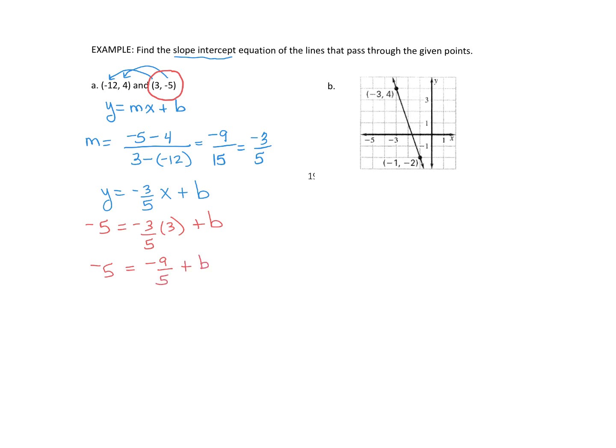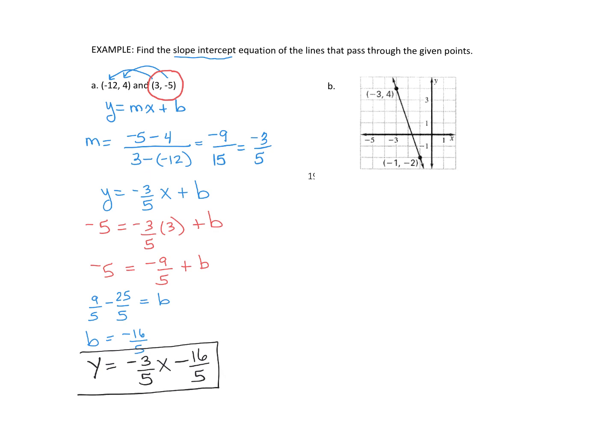We're going to add 9/5 to each side. So 9/5, I'm going to write that 5 as 25/5. And I get b equals 9 minus 25, negative 16/5. So then I put this all together and I get my equation y equals negative 3/5 x minus 16/5. So I put my m and my b in there. Now, because it told me I wanted to put it in slope-intercept form, I started with that form. But I want to show you that we can do that another way as well.